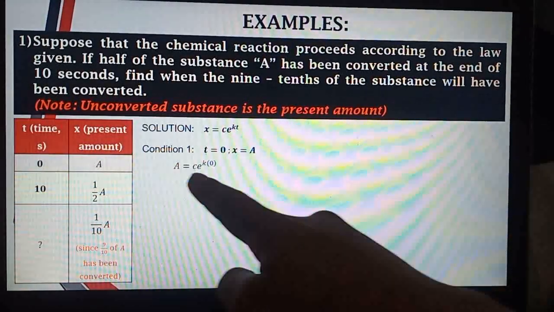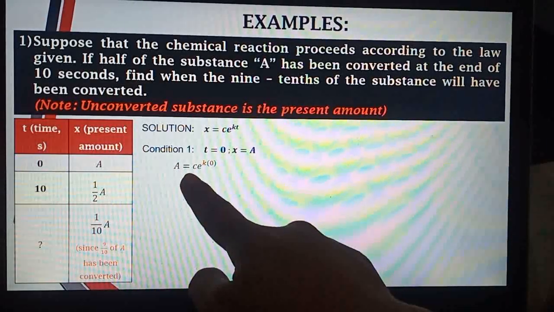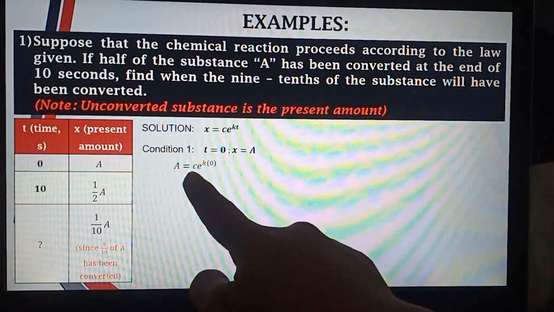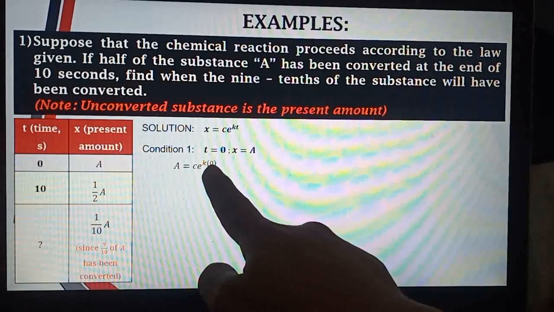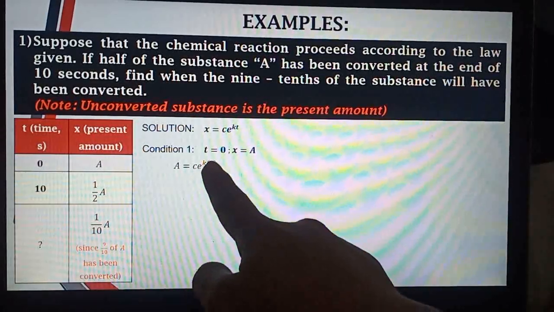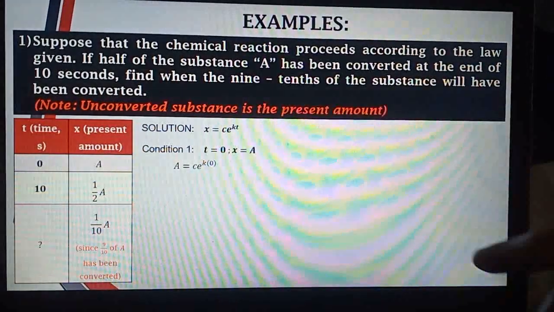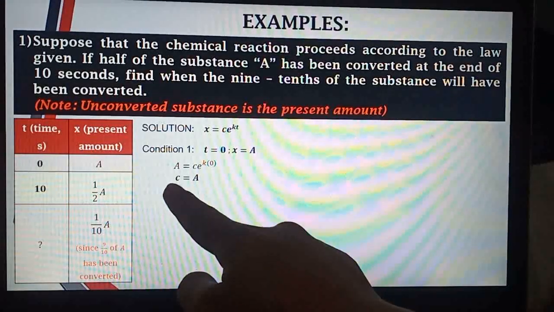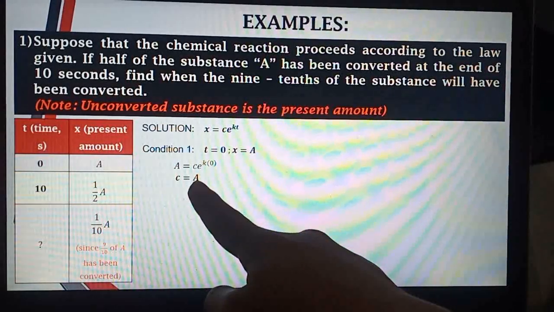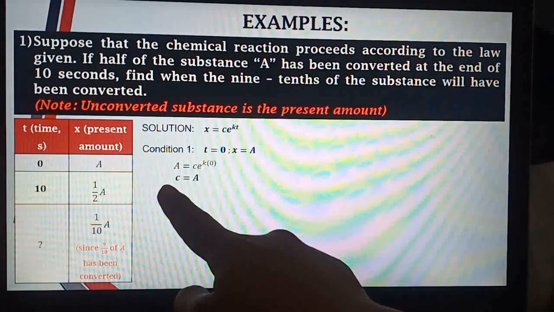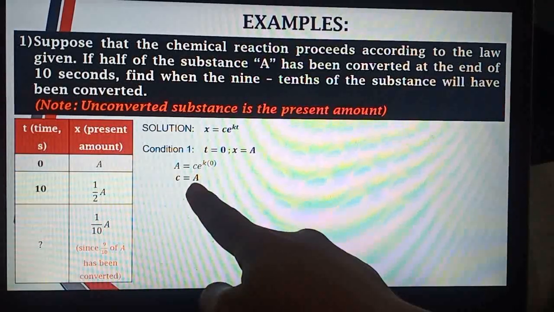So we will now have a equals c e raised to k multiplied to 0. So e raised to 0 is 1. So all you have to is c equals a. So alam mo na ngayon yung value ni c, which is a.